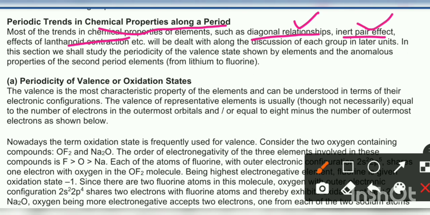Inert pair effect comes under most of the cases we observe in the S block elements. Lanthanide contraction comes under F block elements.